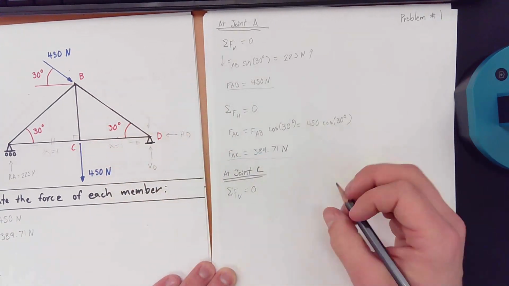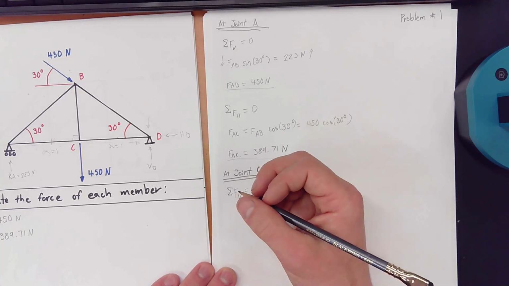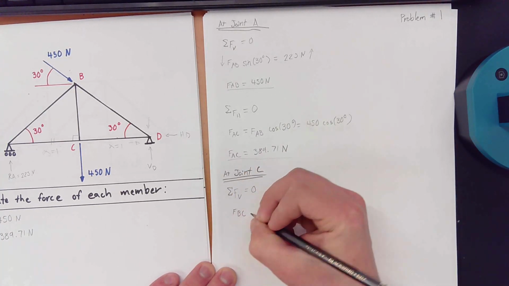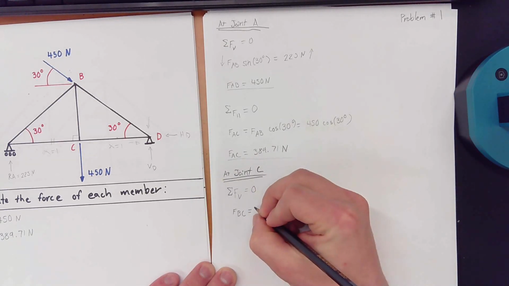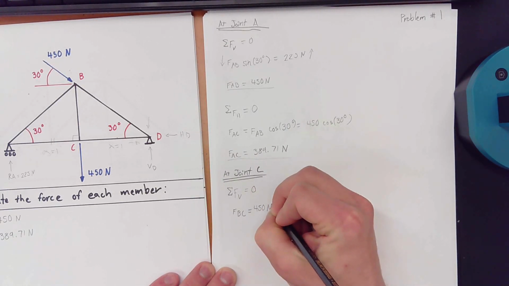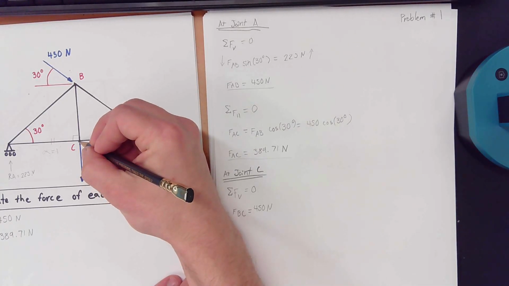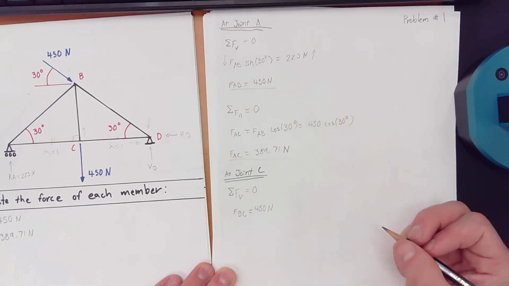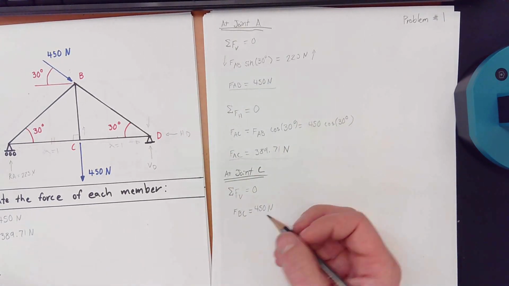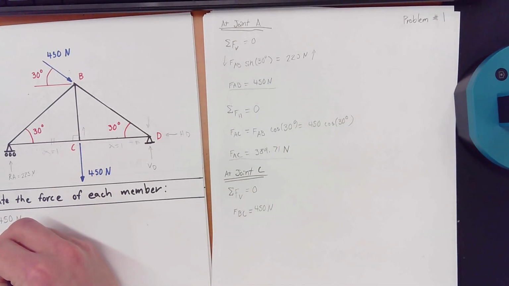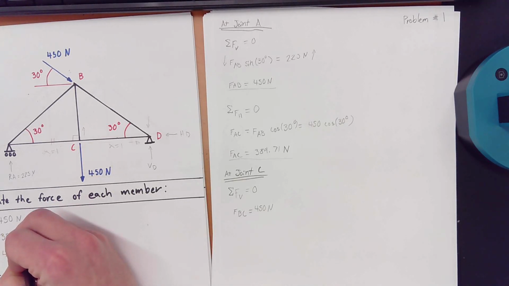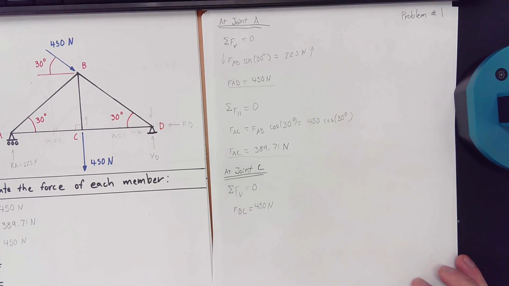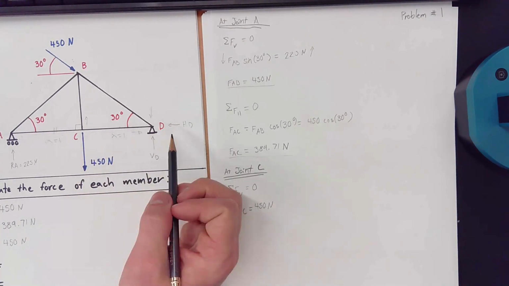Okay, so we can determine, because there is 450 newtons acting downwards upon C, that if we're calculating for member BC, the forces on BC must equal 450 newtons. Because if we have the force acting this way, we must have an equal and opposite force acting this way. So boom, BC, 450 newtons.